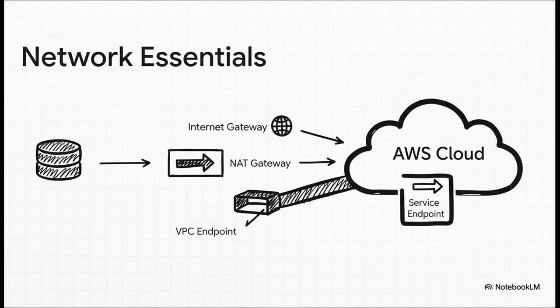If it's in a private subnet, you'll need something like a NAT gateway, so it can still talk to the outside world. And for those of you with really tight security, you can use VPC endpoints. That creates a totally private connection to the AWS services, so the traffic never even touches the public internet.